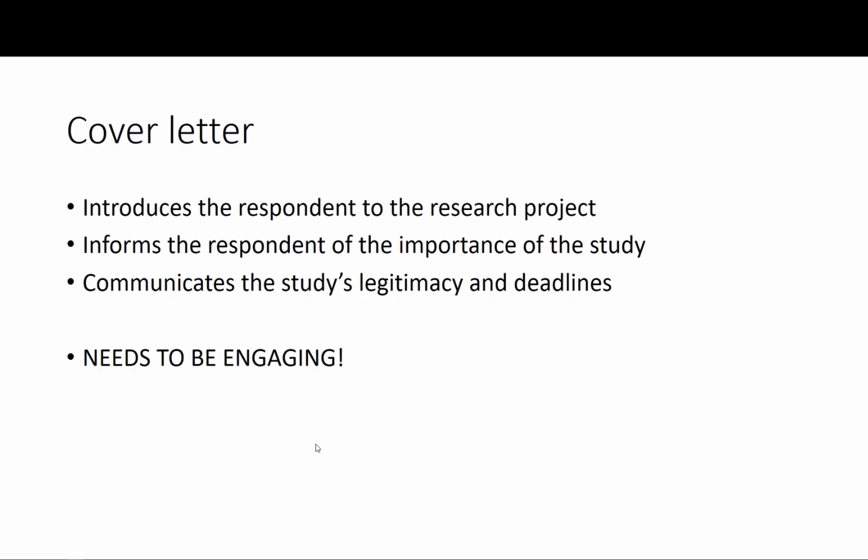It doesn't matter if you're doing a survey or an experiment, the cover letter is essentially your request to participate. So it introduces the respondent to the research project. It informs the respondent of the importance of the study, particularly the importance of the study to the respondent. So this idea of personal investment in the study. And it communicates the study's legitimacy and the deadlines that are required.